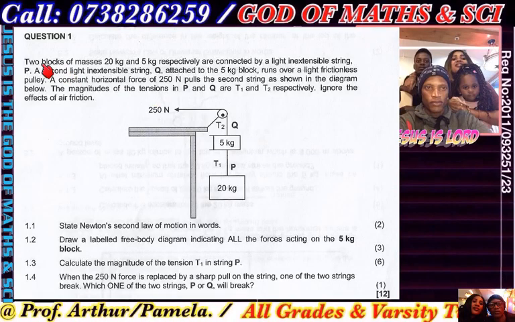The question says, this is Newton's laws, forces, and so on, tensions, frictions, inclinations, mass, acceleration. Okay, question 1. Two blocks of masses 20 kilogram and 5 kilogram. Here's a 20, here's a 5 kilogram, respectively connected by a light inextensible string, a string that does not stretch.